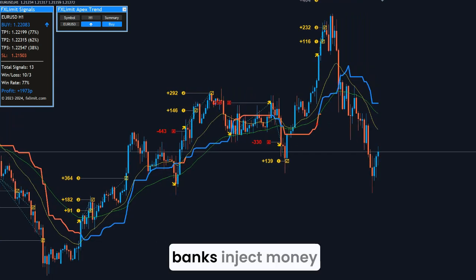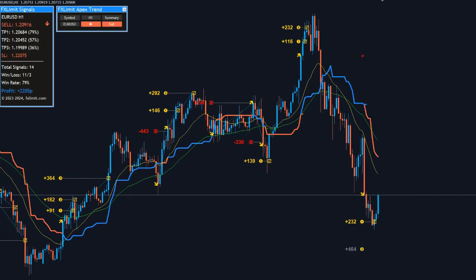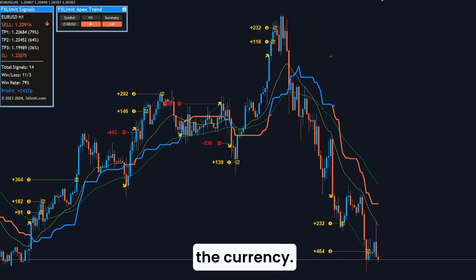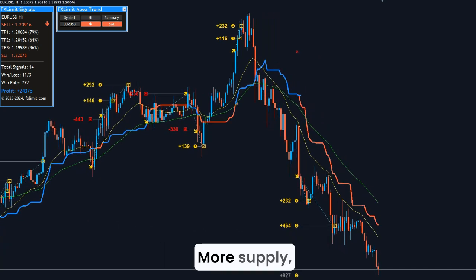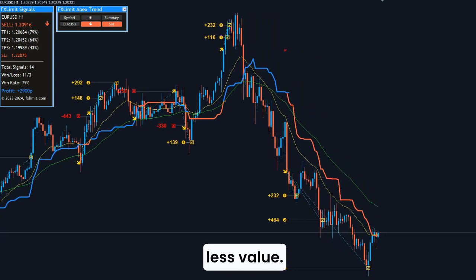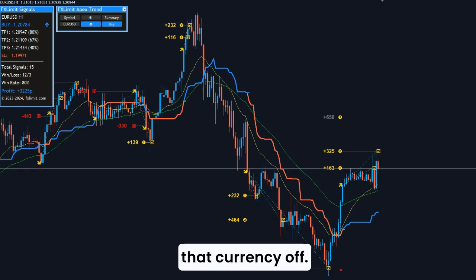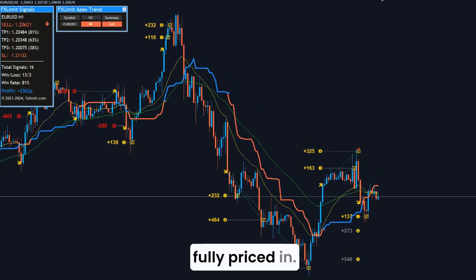This is when central banks inject money into the economy to boost spending and investment. Great for economic growth, but it usually devalues the currency. Think of QE as turning on the money printer. More supply, less value. When QE is announced, traders tend to sell that currency off. The key is spotting the shift before it's fully priced in.